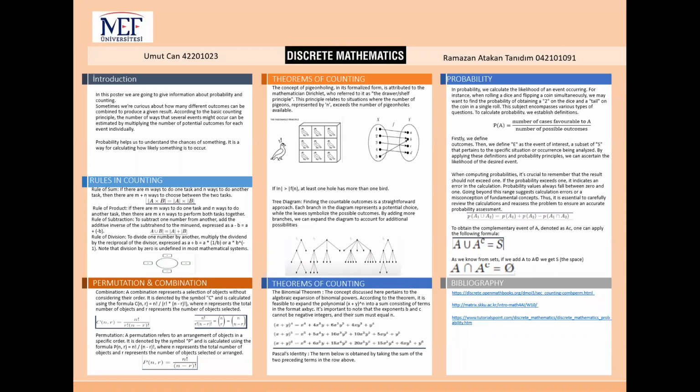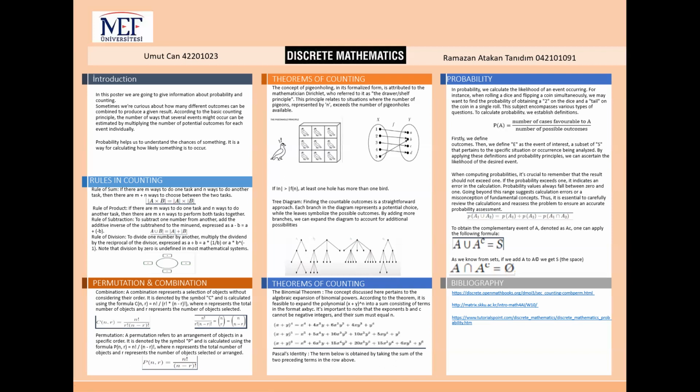Firstly, let's explore combinations. A combination represents a selection of objects without considering their order. This means that the arrangement of the objects is not taken into account. Combinations are denoted by the symbol C and are calculated using the formula. This is our formula for combination. Here, n represents the total number of objects available, and r represents the number of objects to be selected from the total. The exclamation mark represents the factorial function, which denotes the product of all positive integers up to a given number.